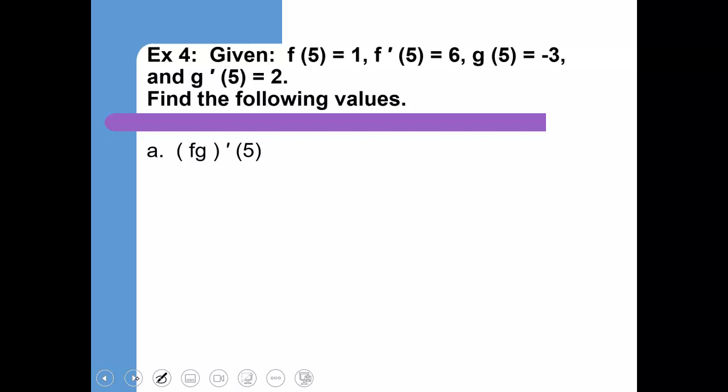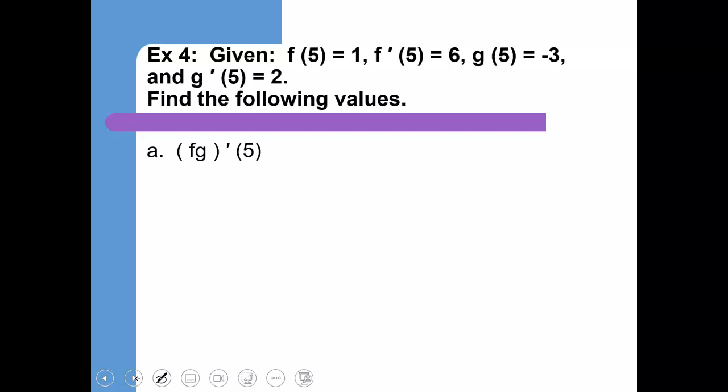All right, I really like these. They always pop up on the AP test, sometimes as multiple choice, sometimes as part of a free response. So all it's doing is testing your knowledge of our rules. So it's f times g prime of 5. So am I using power, product, or quotient? Product. Because f times g.